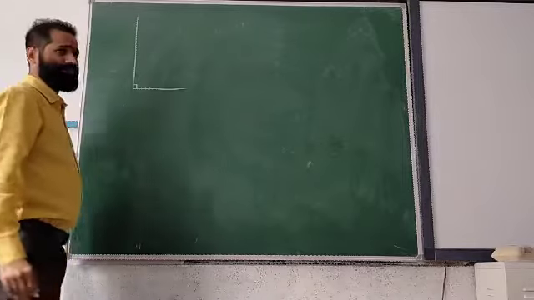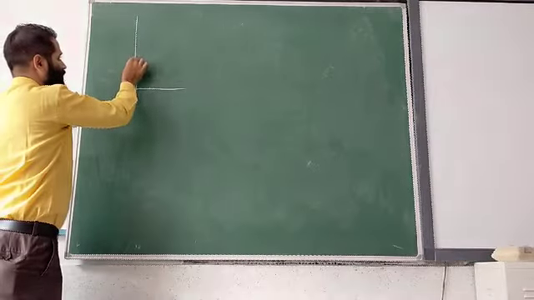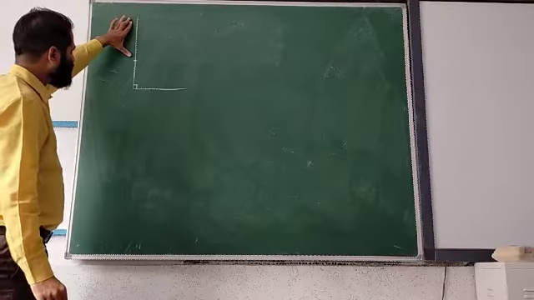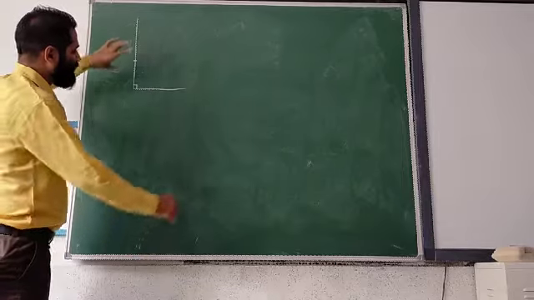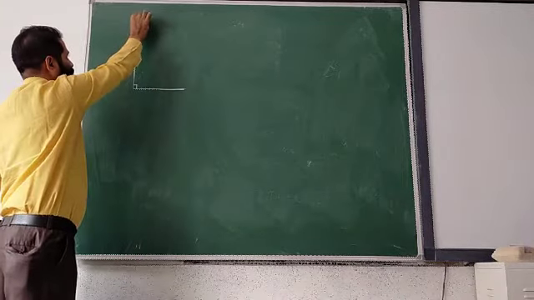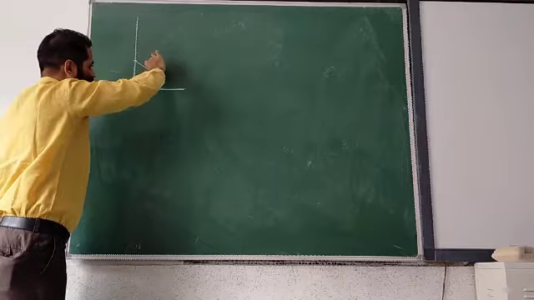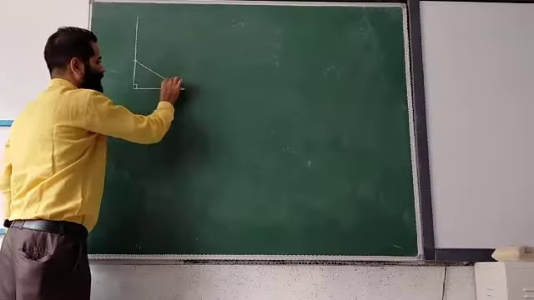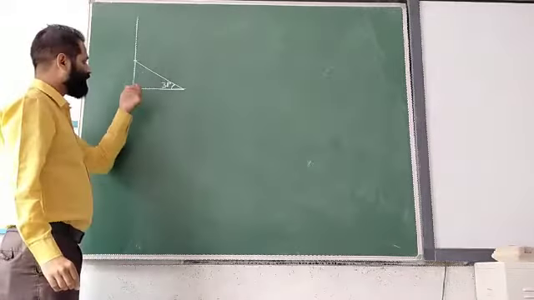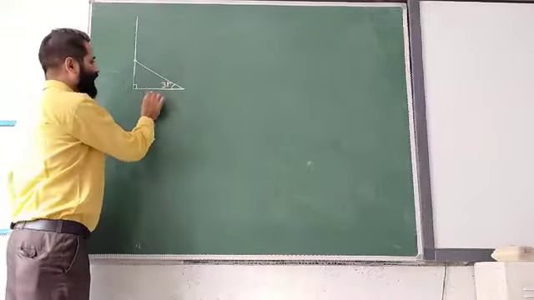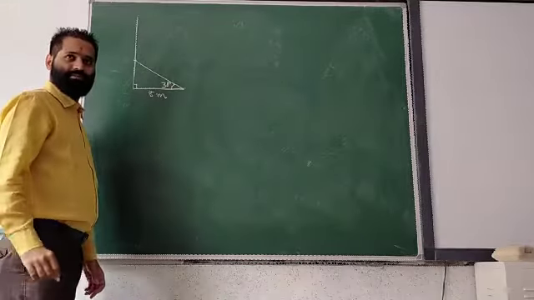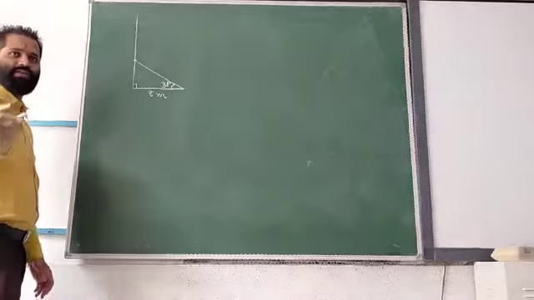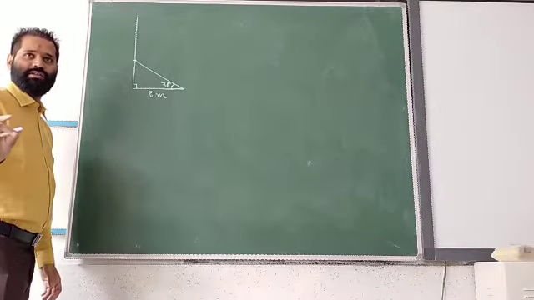and this tree breaks due to storm. Let us suppose that it has broken from this place. And the broken part falls and just touches the ground, making an angle 30 degree with the ground. And the distance between the foot of the tree and where it touches is 8 meters. Okay. You need to find the height of the tree. Is it clear or not? Question is clear?